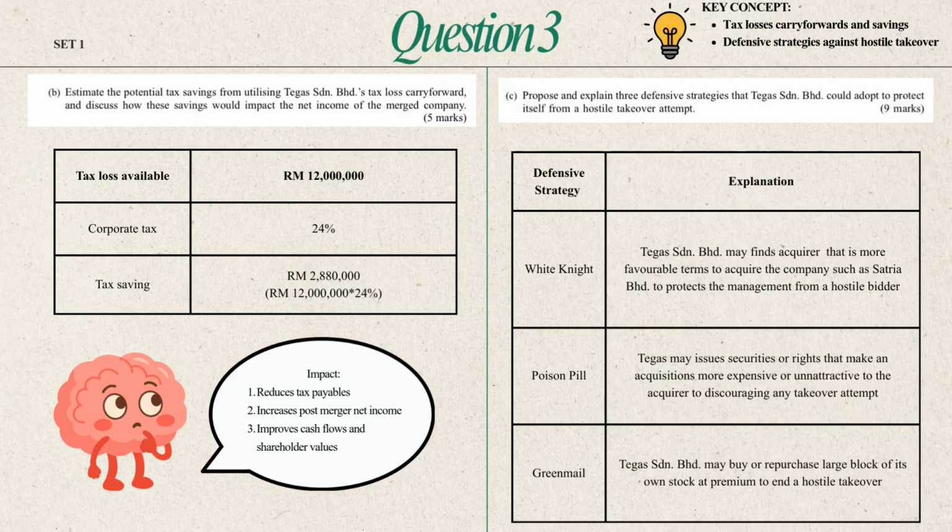Second is the poison pill. The company can issue new securities or rights that make an acquisition more expensive or unattractive to the acquirer. This is to discourage any takeover attempt. Third is the greenmail strategy. Tegas Sdn Berhad may buy or repurchase a large block of its own stock at a premium to end a hostile takeover.